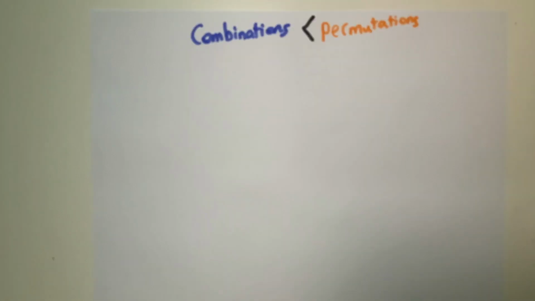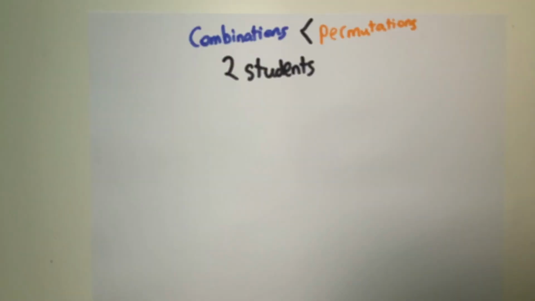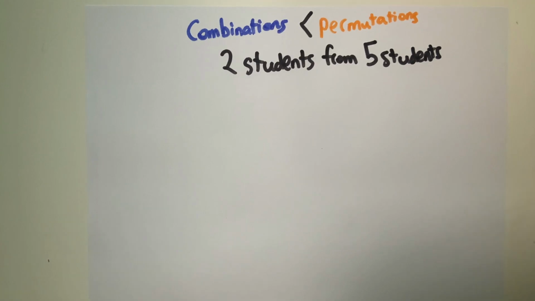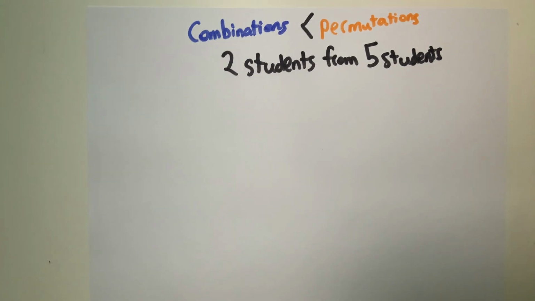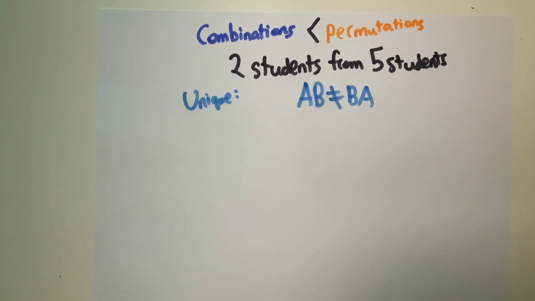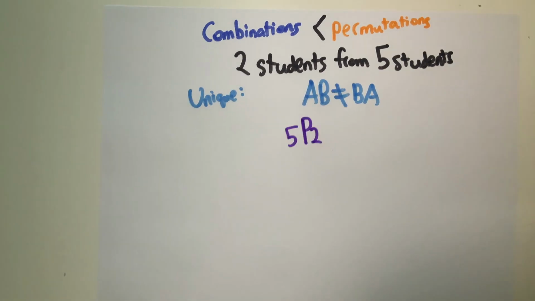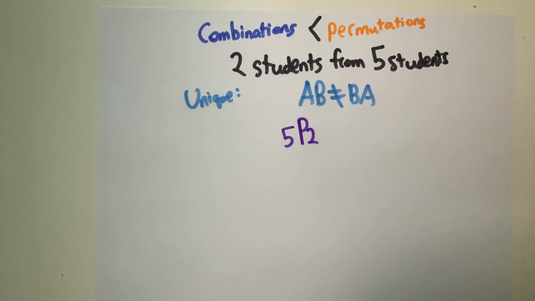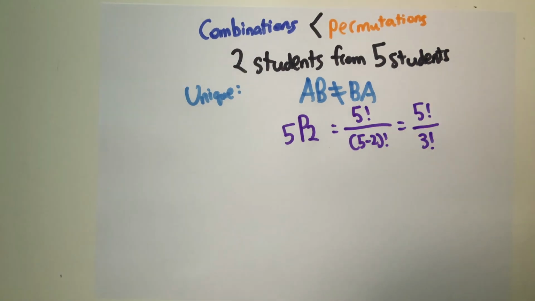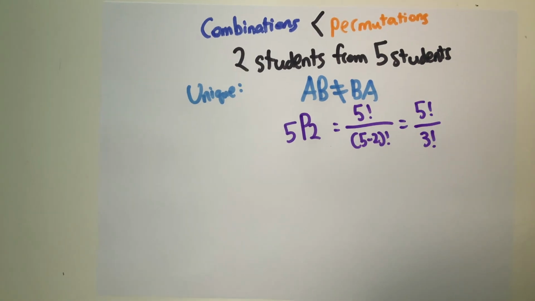Combinations are simpler than permutations, as there are fewer combinations than permutations. Suppose that 2 students are to be chosen randomly from a group of 5 students. How many possible pairs are possible? For now, assume that every pair is unique. AB is different from BA. This problem then becomes a permutation that can be represented by 5P2, or 20 possible permutations.